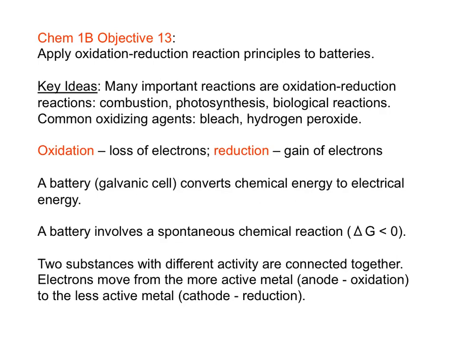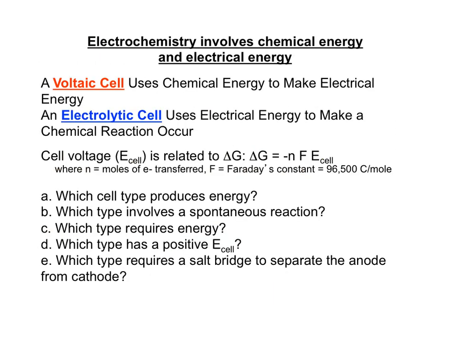In this video, we'll apply oxidation-reduction reaction principles and thermodynamics to see how batteries work. The chemical reaction that occurs in the battery converts chemical energy to electrical energy and is a spontaneous reaction. For a battery to work, two substances with a different ability to lose electrons are connected together. A battery is also called a voltaic cell.